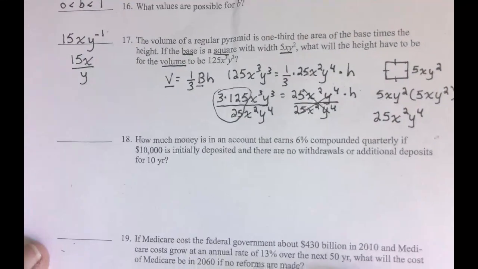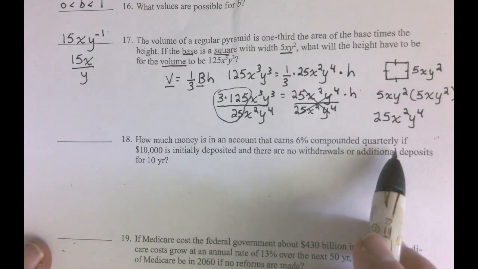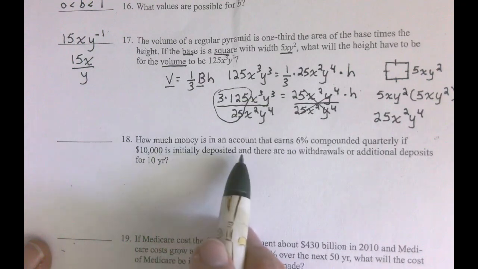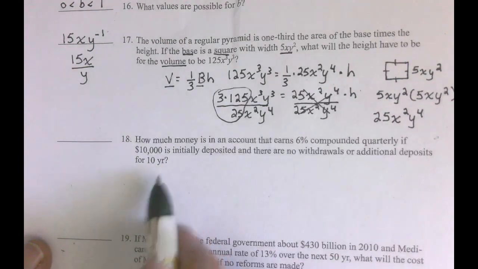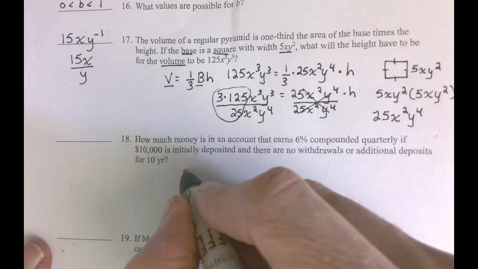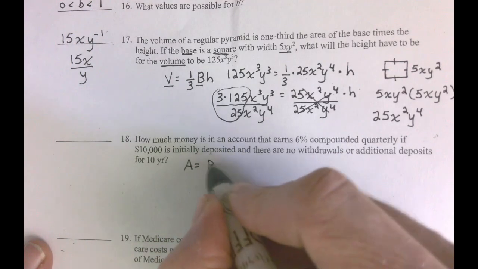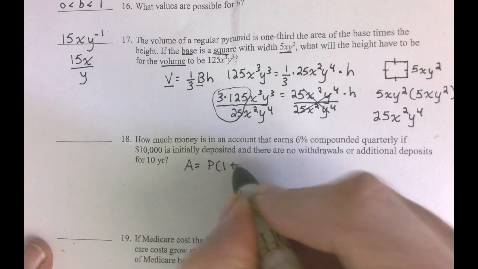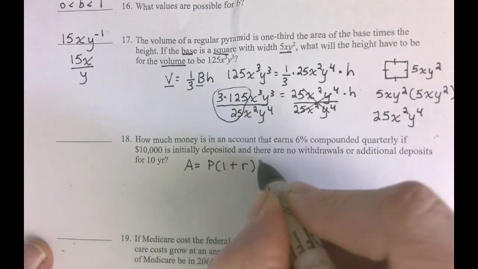18. How much money is in an account that earns 6% compounded quarterly, if 10,000 is the initial deposit and there are no withdrawals or additional deposits for 10 years? All right, so here's the equation for that. A equals, this is from the book, P times (1 plus r) to the t.